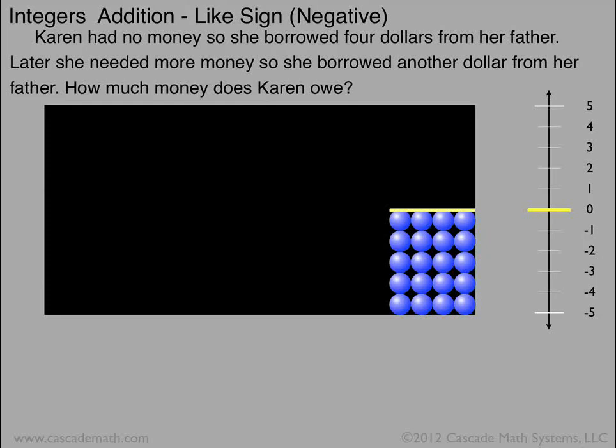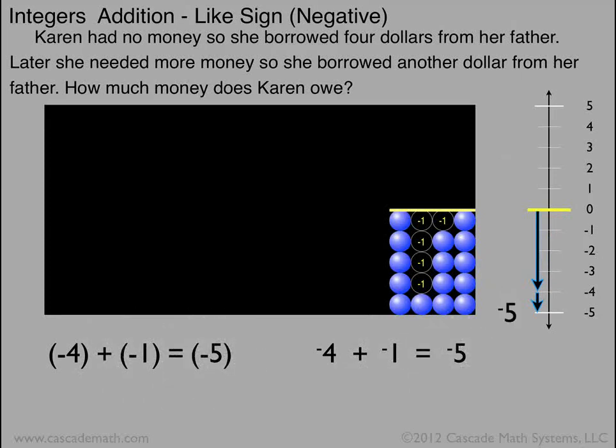Here's how I work the problem. Since Karen borrowed $4, I represented this as a -4. -1, -2, -3, -4. Since she borrowed another $1, I represented this as a -1. To see how much money Karen owed, I added the 2 numbers together. -4 plus -1 equals -5. Karen owes $5.